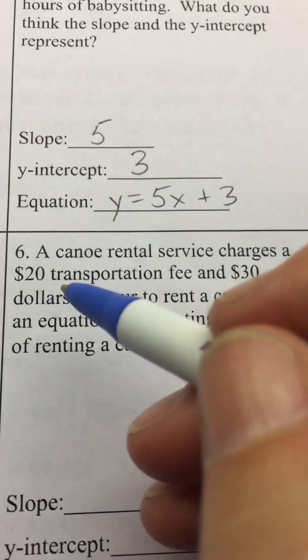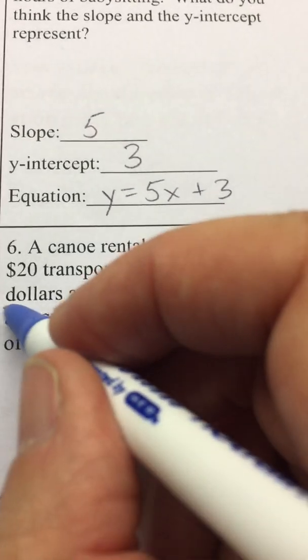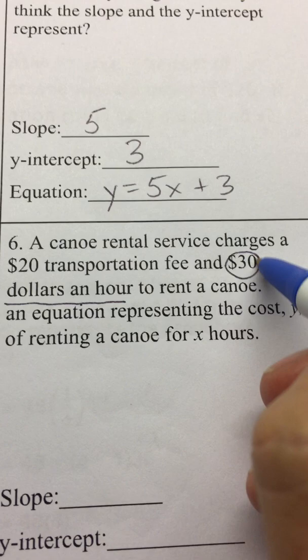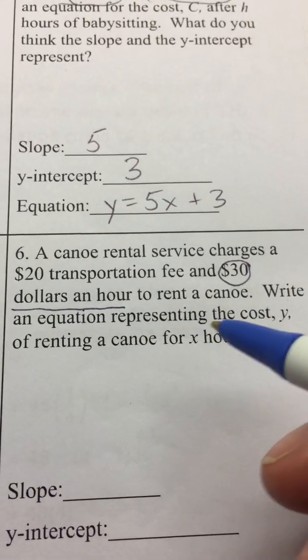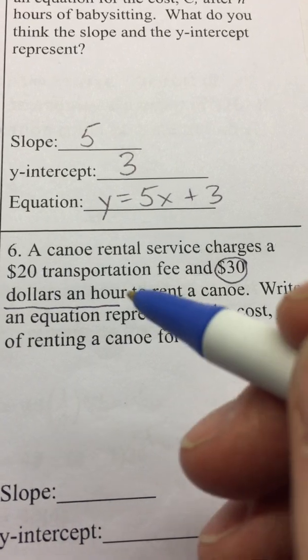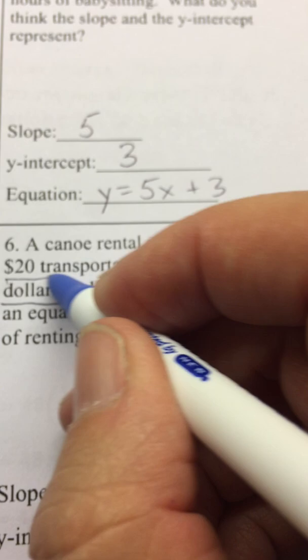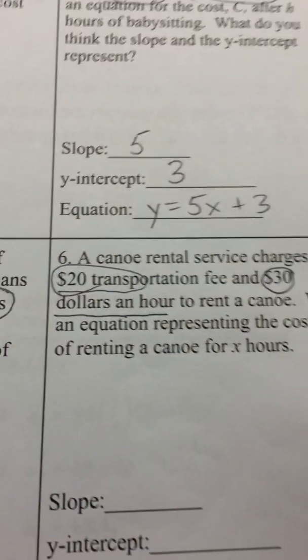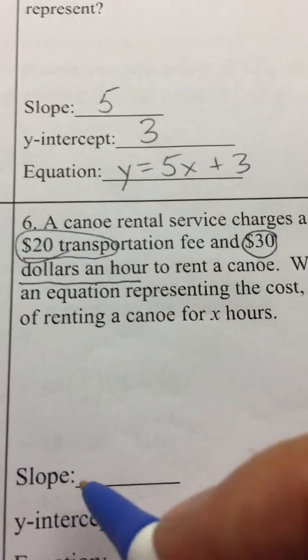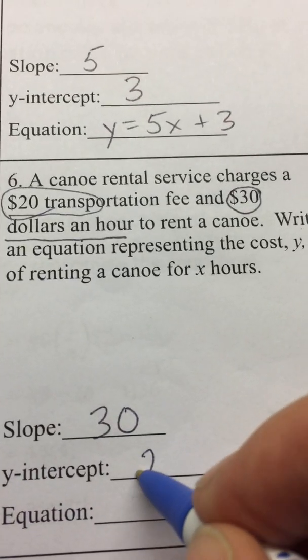A canoe rental service charges $20 transportation fee and $30 an hour. So that's $30 each hour. That's my rate to rent a canoe. Write an equation for the cost y for renting a canoe for X hours. So as time is going to go by, am I going to be charged more and more money? Yes, so it is increasing. And then the 20 transportation fee was just the flat fee up front, just to show up with the canoe. So my slope is the 30 bucks per hour, and my y-intercept is $20.